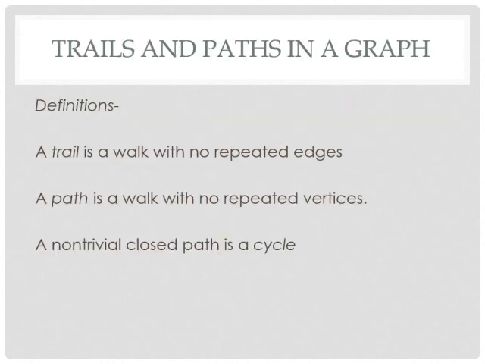So now we're going to define a trail, a path, and a cycle. A trail is a walk with no repeated edges. And a path is a walk with no repeated vertices. So a closed path, that means we have a closed walk with no repeated vertices. We call that a cycle.